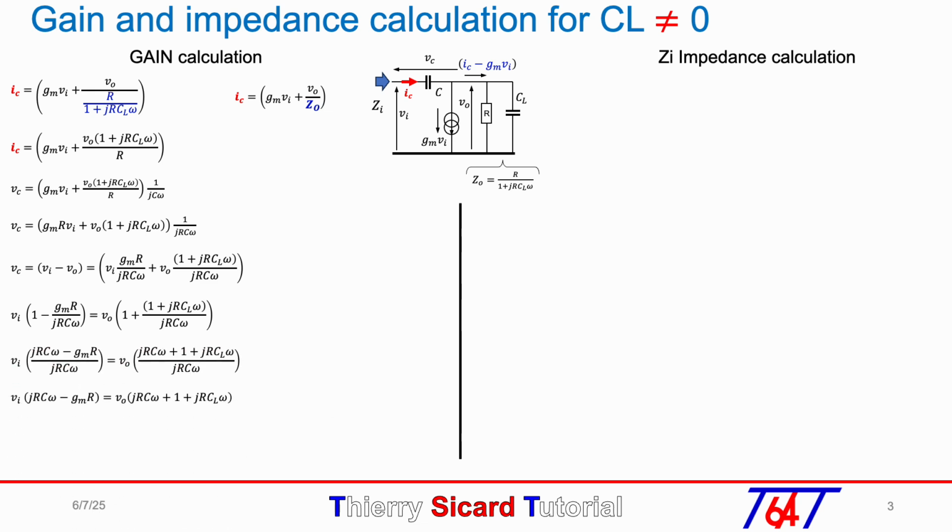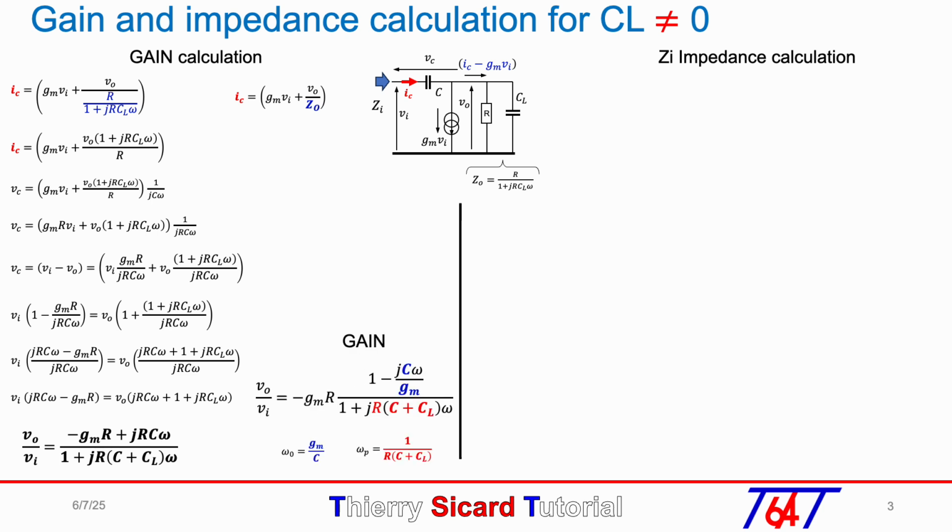By calculating the ratio Vout over Vin, we obtain the voltage gain equation. The final modification to the equation is to factor the minus GMR term. We also bold the zero and the pole, respectively in blue and red.